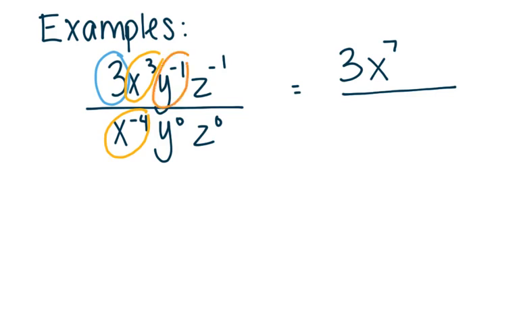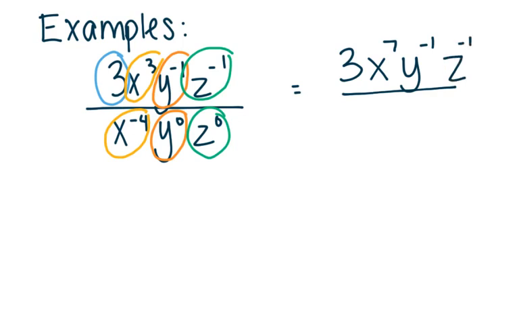Next, I notice that I have these two y's, and because we're dividing, we're going to subtract the exponents. Negative 1 minus 0 is negative 1. Alright, and then I'm going to look at the two z's that I have, and because I'm dividing, I'm going to subtract again. So negative 1 minus 0 is negative 1. Okay, so remember, this is all over 1.